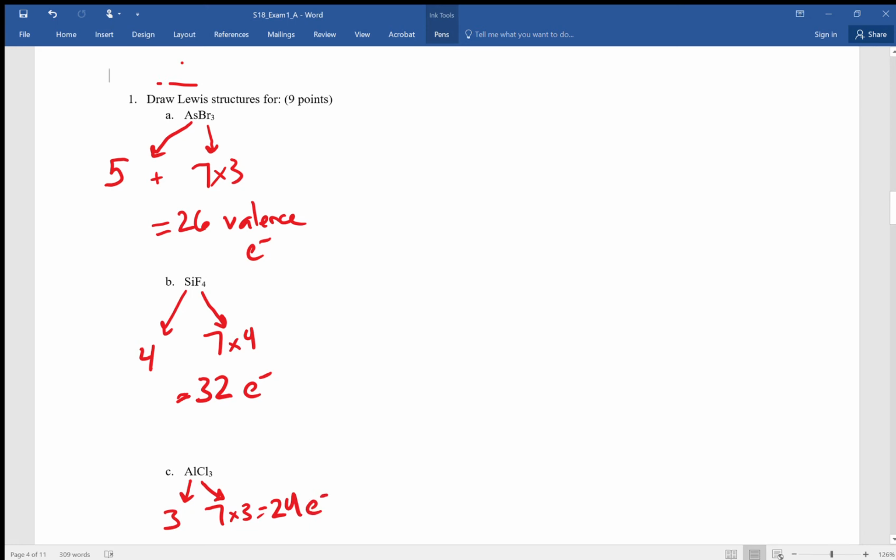So now in each case, we're going to start by drawing the central atom. And that's easy to identify here because it's the one that we only have one of. So in part A, that's arsenic. Part B, that's silicon. And part C, that's aluminum. We can then draw bonds from that central atom to each of the other atoms.